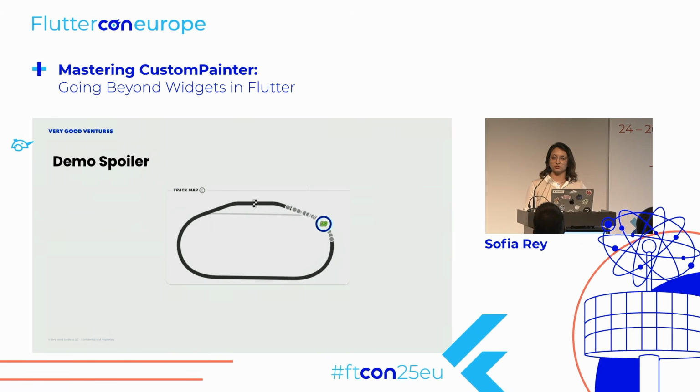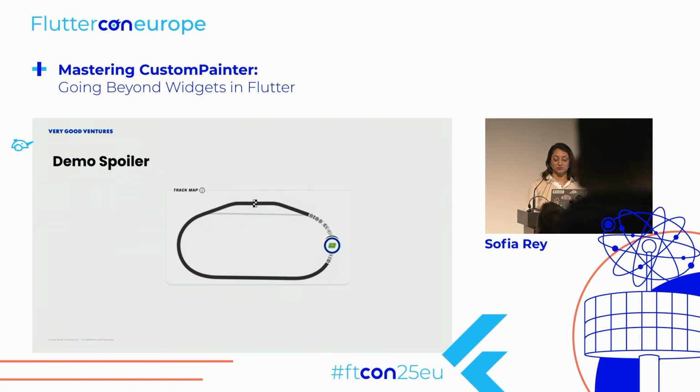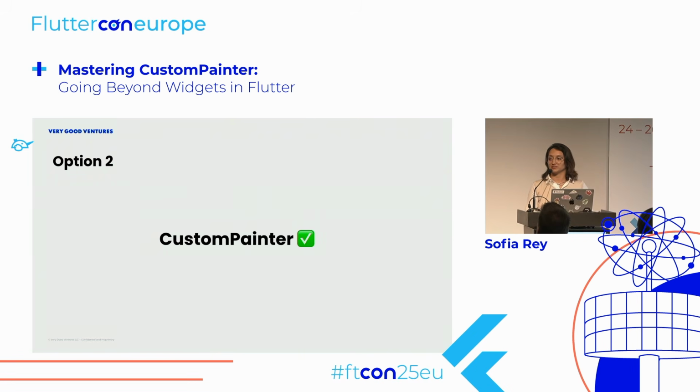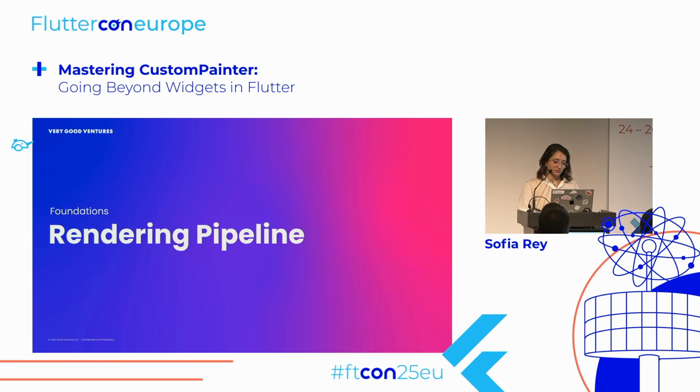But first I'll go through, spoilers, sorry, through all the tools we have available with CustomPainter. When the designer asks for something like this, we really have two options. The first one is just to say, nope, we don't have the time. The second one would be to actually use CustomPainter. And if you chose this one, then this talk is for you. So let's get into it.